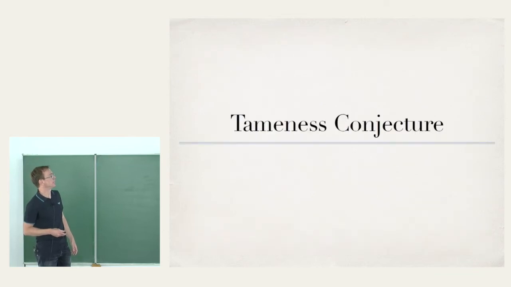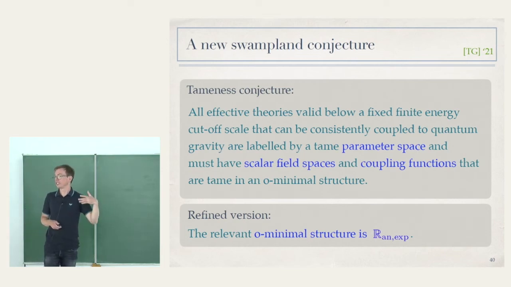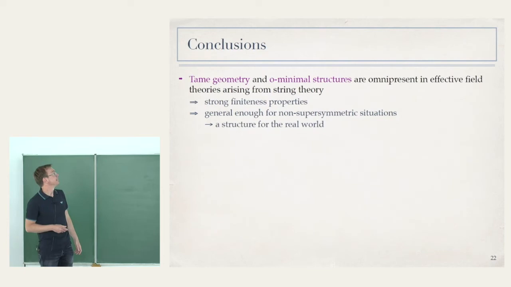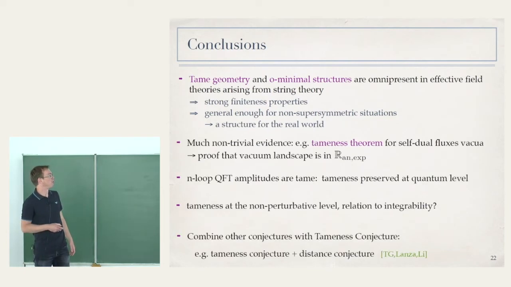So this brings me to the end. It leads me to say that there is a natural tameness conjecture that, in fact, scalar field spaces, parameter space, and coupling functions in any theory which comes out of quantum gravity are actually tame. It's a bold conjecture, but maybe it's true. I didn't find a counterexample yet. And my conclusion, I leave to you here.